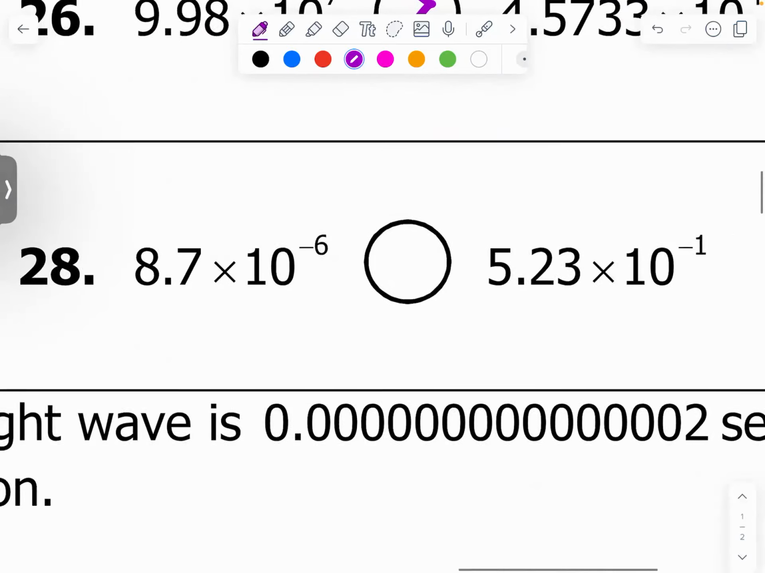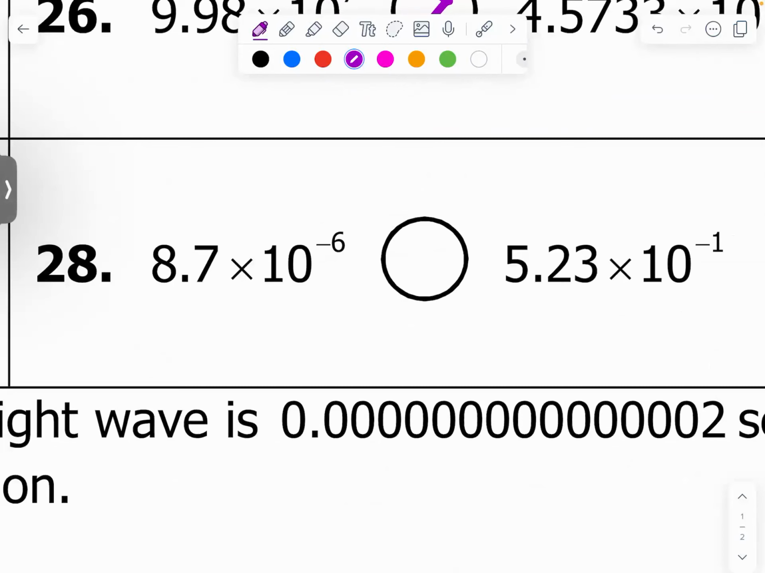How about 28? Give me your fingers. Who's bigger? Austin, tell us why this one is bigger. 10 to the -1 is going to give us a number closer to 0 than 10 to the -6. Austin, I really like how you described that. That was a really good explanation.